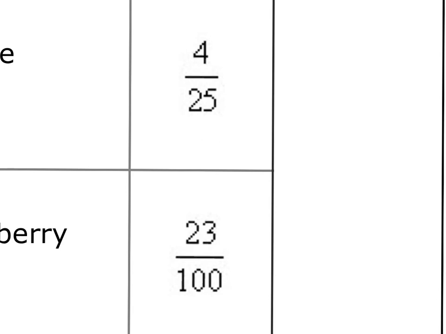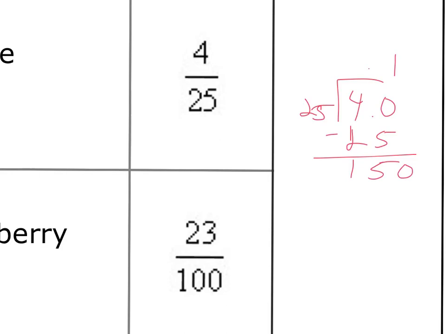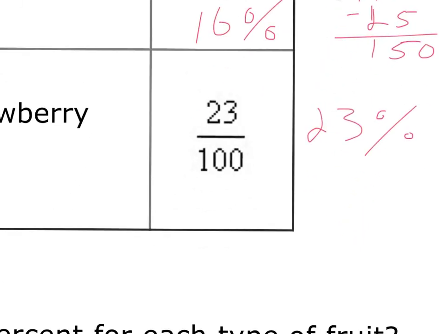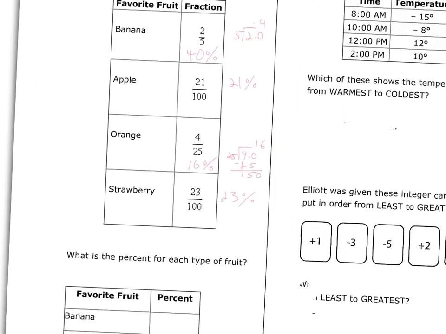We have 4 over 25. You're just doing times 4, I know what you're doing. But 4 divided by 25 goes into 40 once. Goes into 150 6 times. That gives you 16%. And then the last one, 23 over 100, is just 23%.